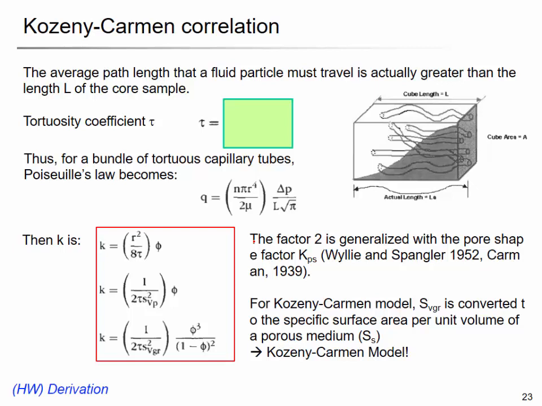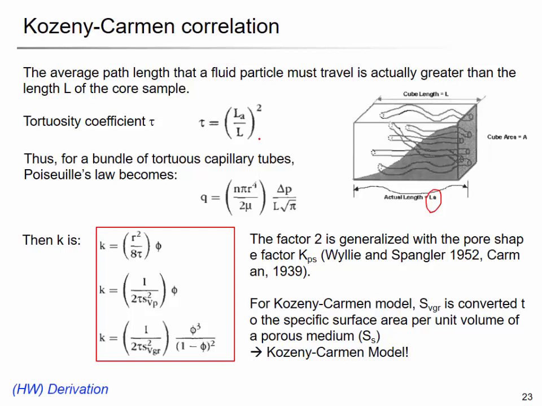So the average flow path length that a fluid particle must travel is actually greater than the length of the core sample. So here, the actual length is L sub A. If the actual length is L sub A and the core length is L, then the tortuosity coefficient tau is defined as L A over L, squared. So that's the definition of tortuosity.